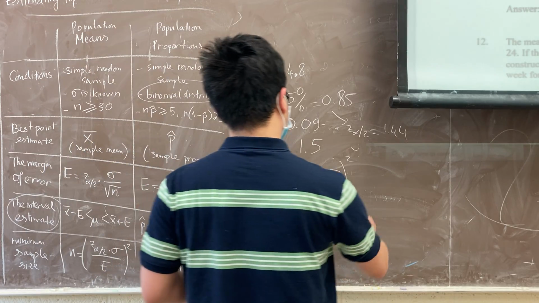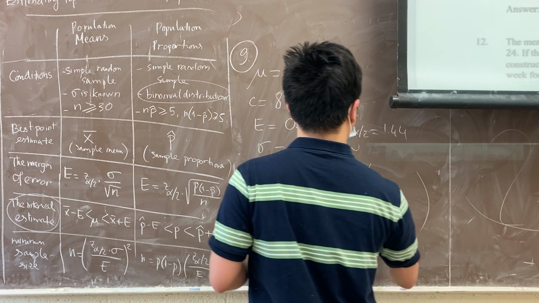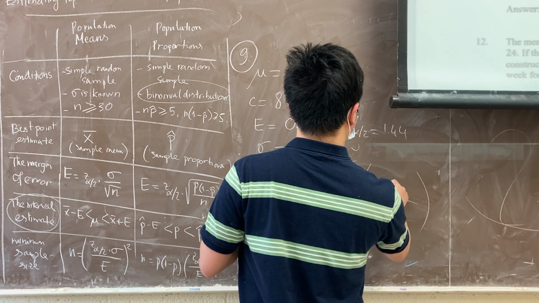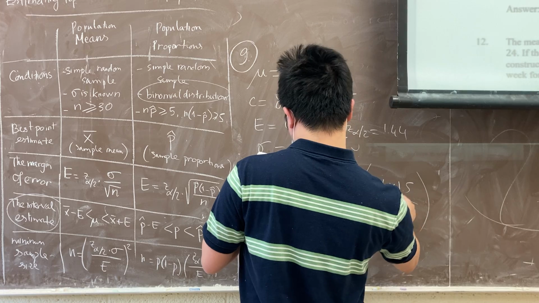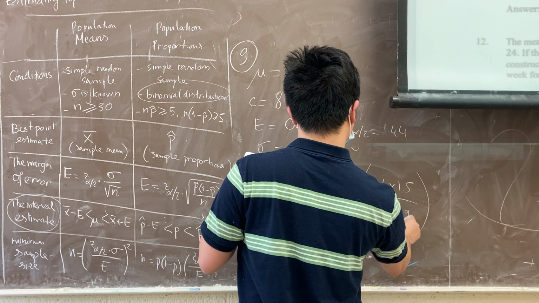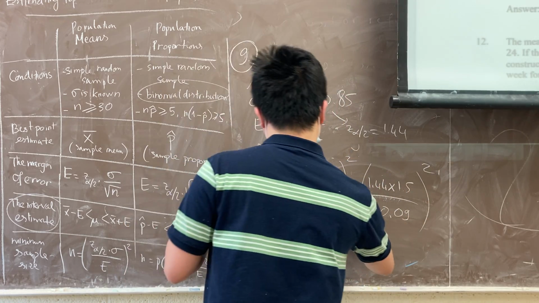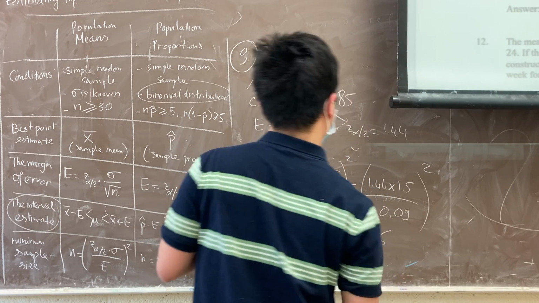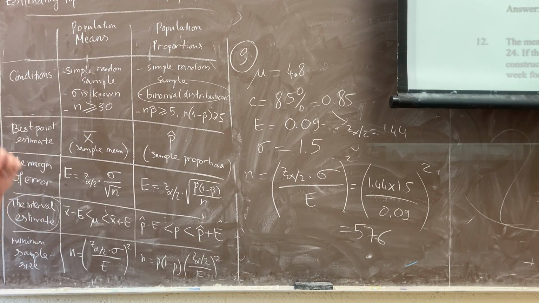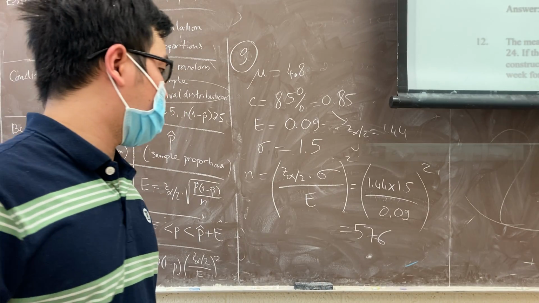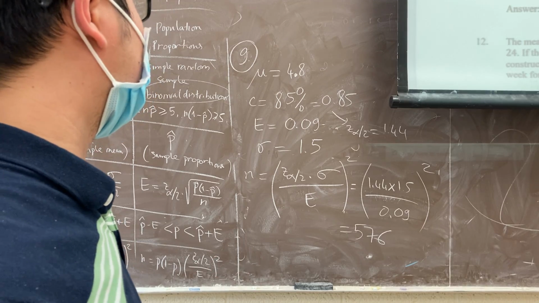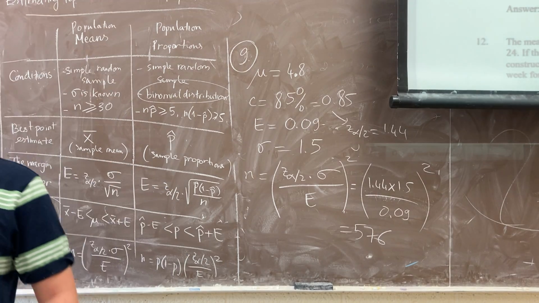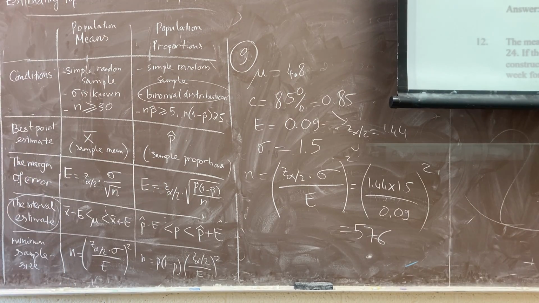Okay, substitute all the assumptions into this, so you get 1.44 times 1.5 over 0.09, squared, and you will get the result, exactly this value. So you need to investigate at least 576 people to get these estimates. Okay. Any questions?